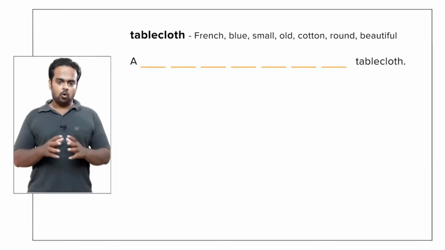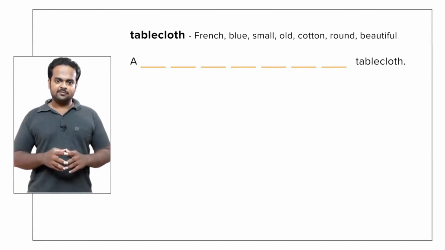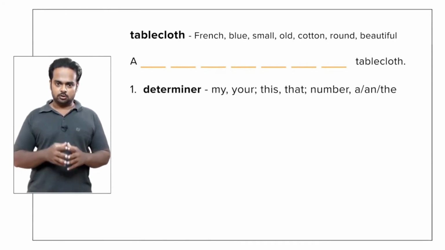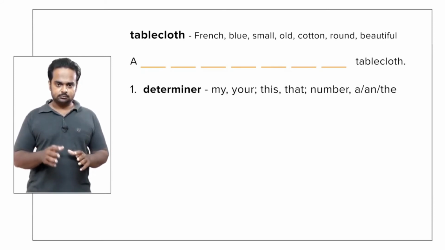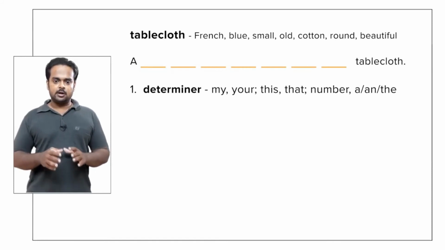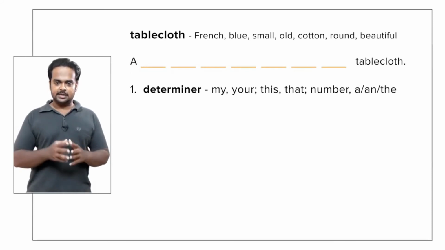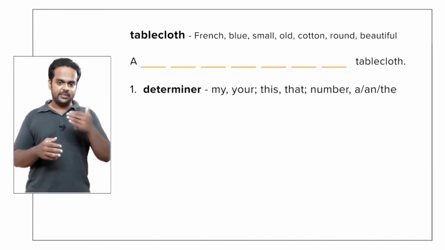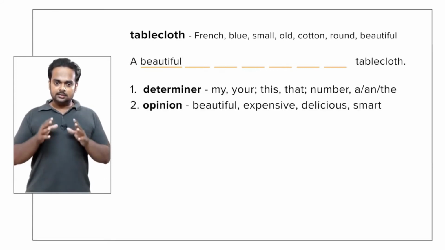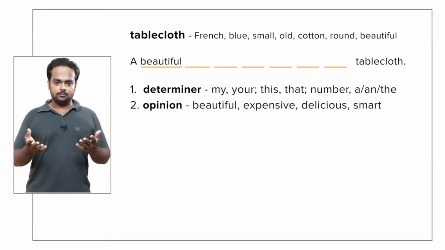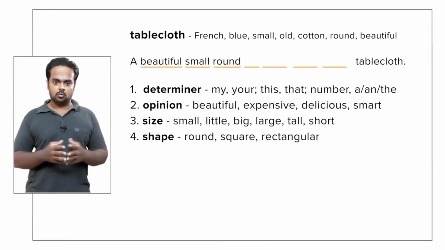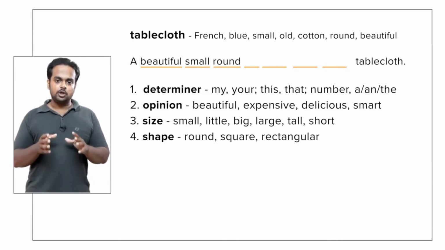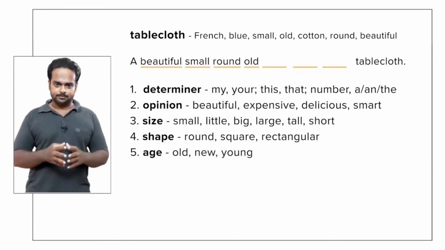Alright, here's how you order adjectives. If we have a determiner, we put it first. Remember that determiners are grammar words that act as adjectives. In this sentence, the determiner is A, so it's at the beginning of the sentence. We then say our opinion. In this case, that's the word beautiful. Then comes size, small. Then shape, round. After that, we put age, in this case, old.